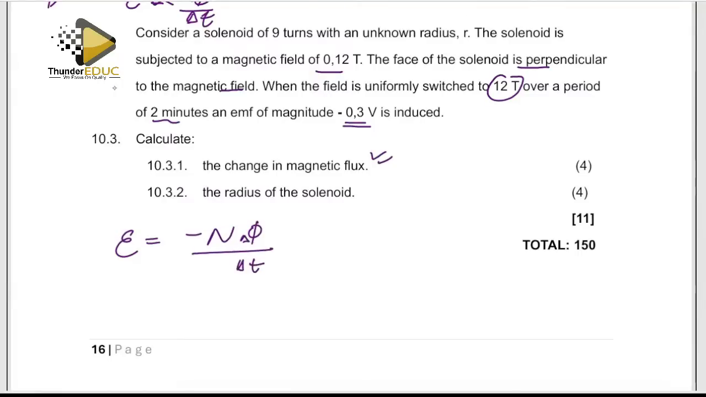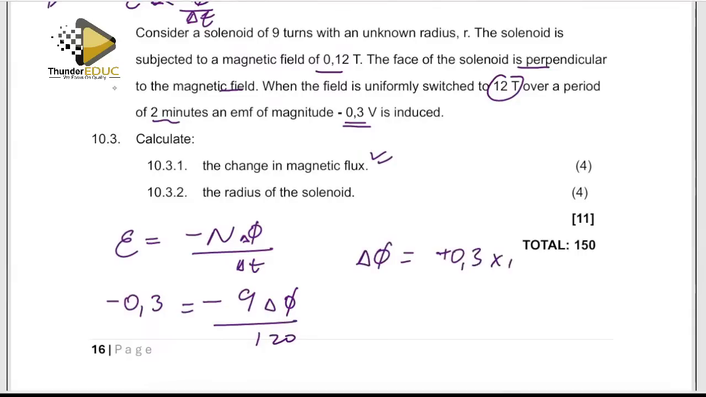So our EMF was 0.3 negative. We're saying this is going to be 9. Let's start by getting the change in flux over the change in time. 2 minutes, which is how many seconds? That's going to be 120 seconds. So our phi is going to be negative. No, negative and negative will give us a positive. Ne? So 0.3 multiplied by 120 divided by 9. So our change in flux becomes 4 Weber.